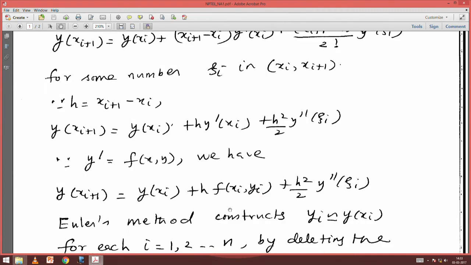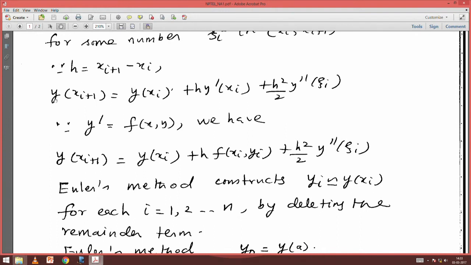So, I substitute that and then we see that y at xi plus 1 is y of xi plus h y prime of xi plus h square by 2 y double prime at psi i. So, since y prime is f, I can substitute for y prime here as f. So, we have this method.